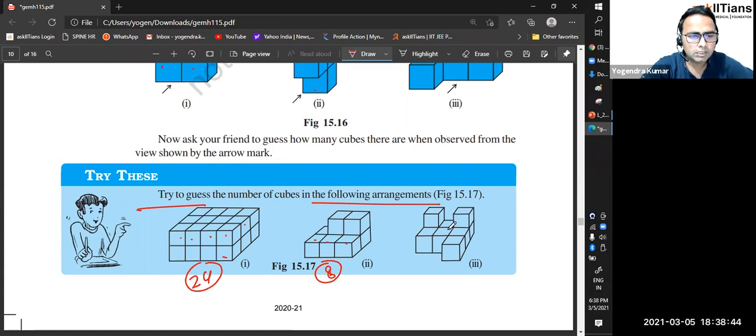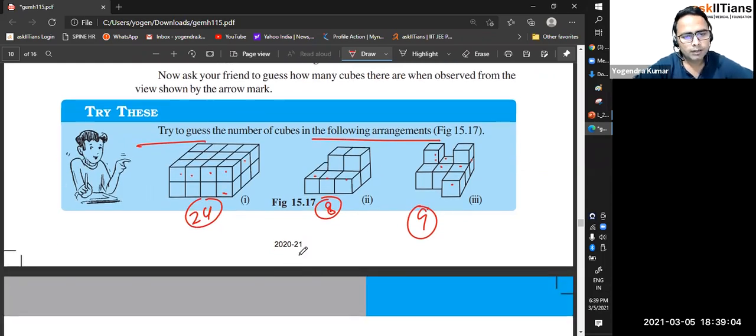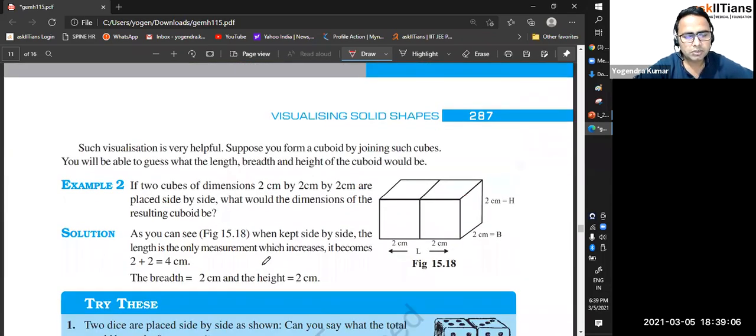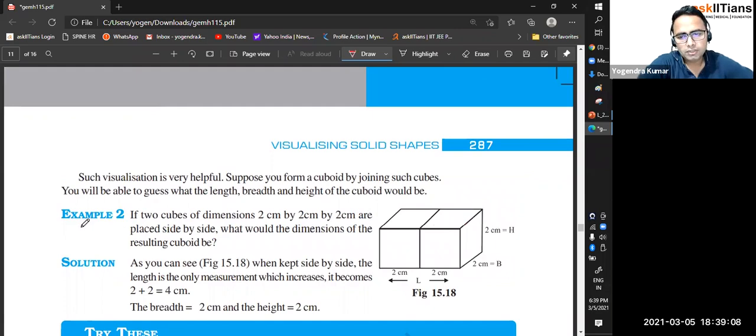Now how many are here? Can you tell me that? 1, 2, 3, 4, 5, 6, 7, 8, 9. I can count 9 here also, right? I hope you're getting it. So that's how we can do our work here. So I'm getting 9 cubes here. I hope you're understanding this and you're able to get the idea.